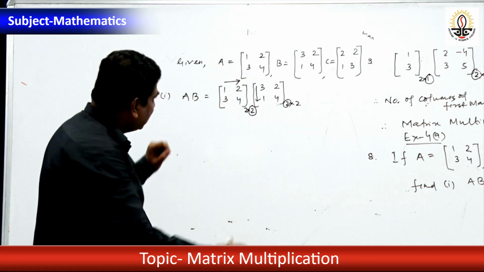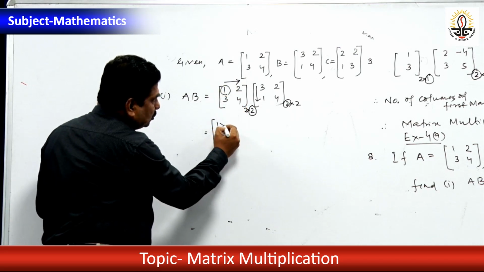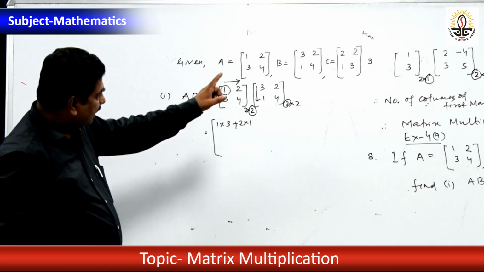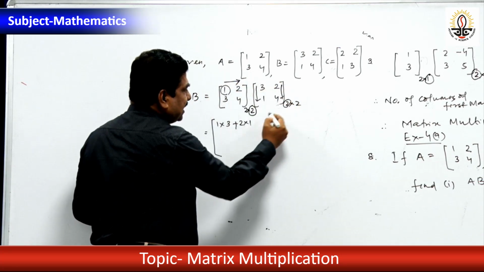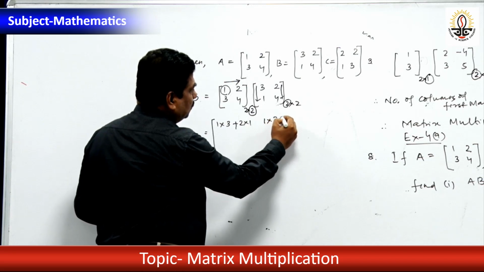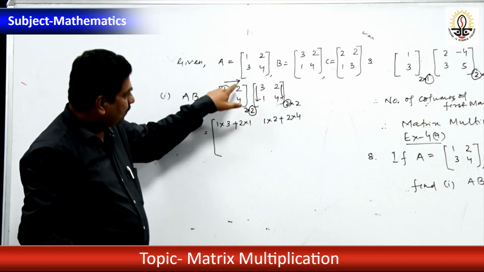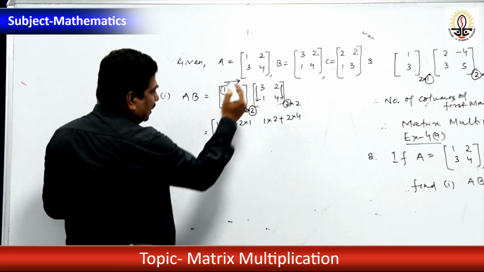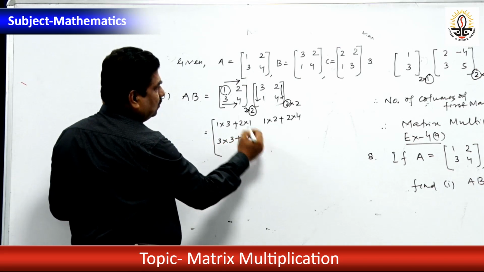So how we calculate: first row with first column, 1 into 3 plus 2 into 1. Next, first row with second column, 1 into 2 plus 2 into 4. Again in the second row, we can write this as 3 into 3 plus 4 into 1.